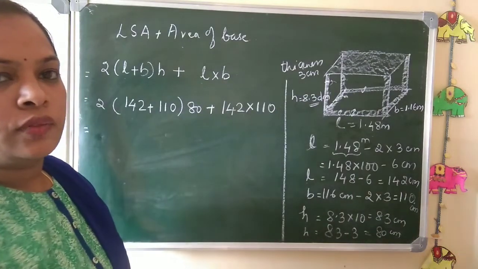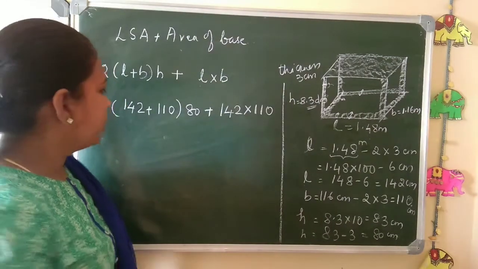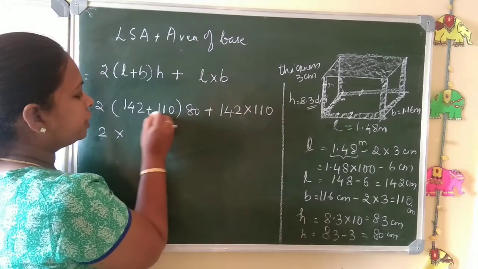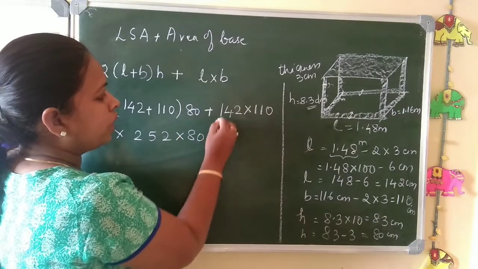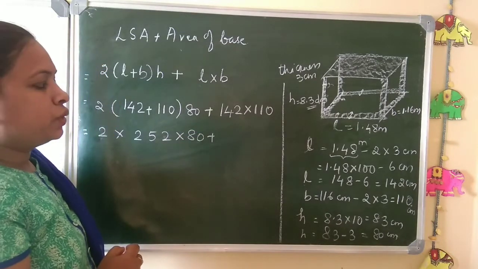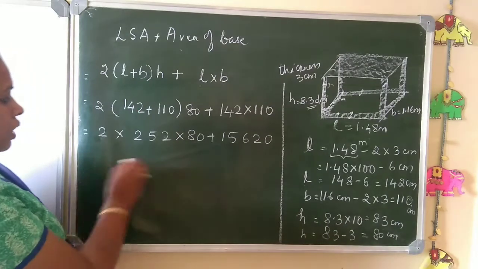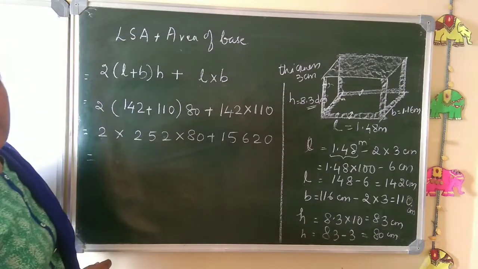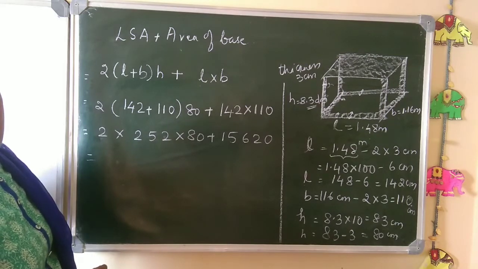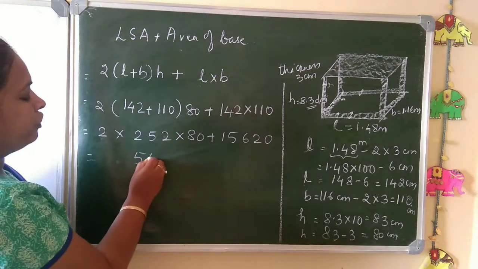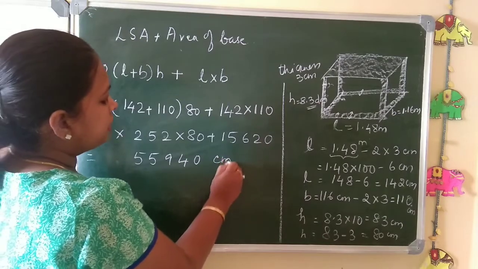I'll quickly give you time for calculating it. I hope you all have got the answer. So now let's check. Here it will be 2 into (142 plus 110), which is 252, into 80. And 142 into 110 will be 15620. So now when you add, totally you have to get 55940. And all these are in centimeter square.